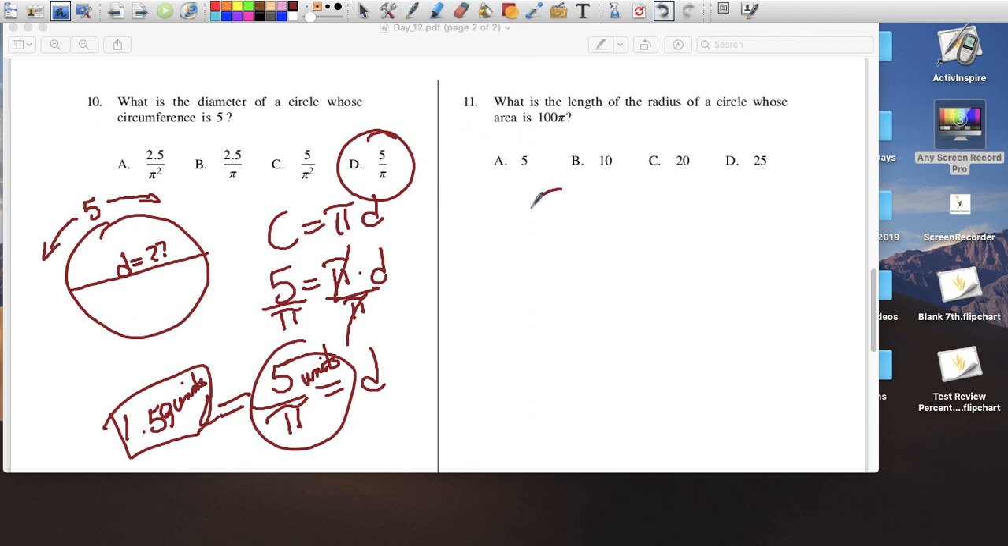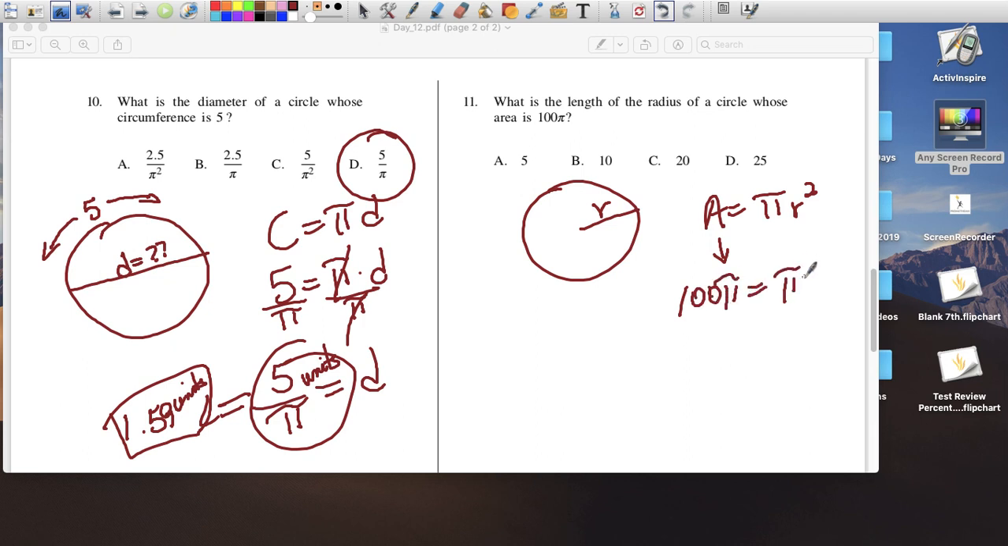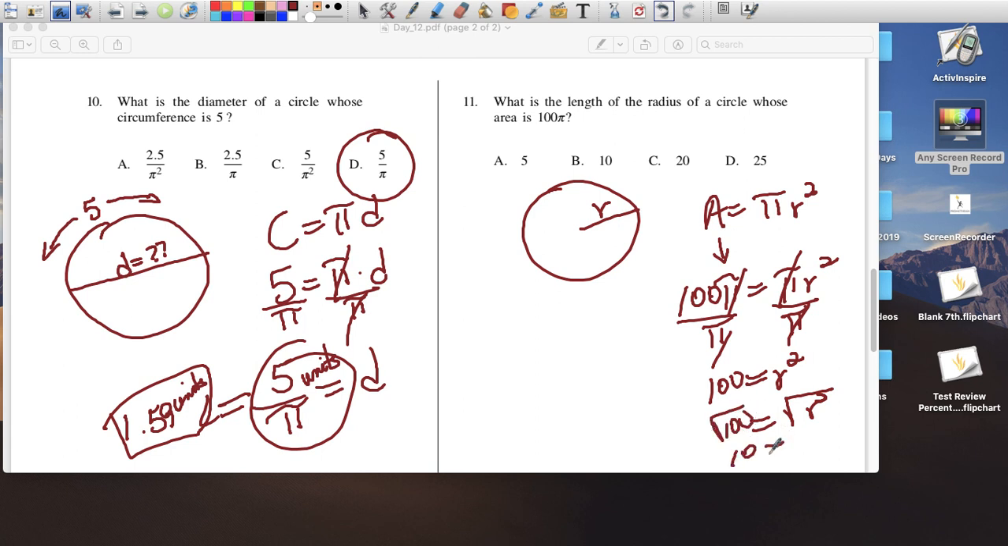So here we go, a circle, and we're looking for the radius. And this says, what is the radius if the area is 100 pi? A equals pi r squared. The area is 100 pi, and then pi r squared on this side. Divide both sides by pi. Cross, cross, cross, cross. And I get that r squared is 100. Take the square root of both sides. The square root of 100 is 10, and the square root of r squared is simply r. So the radius is 10.